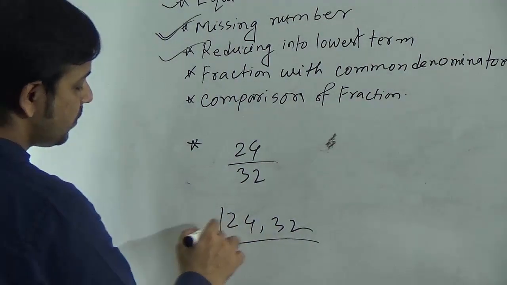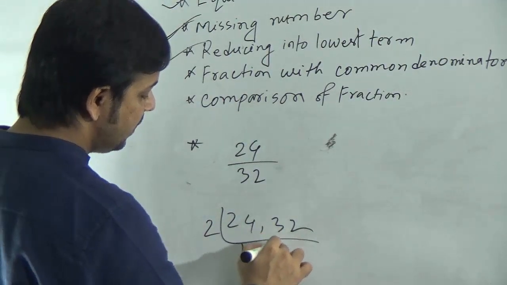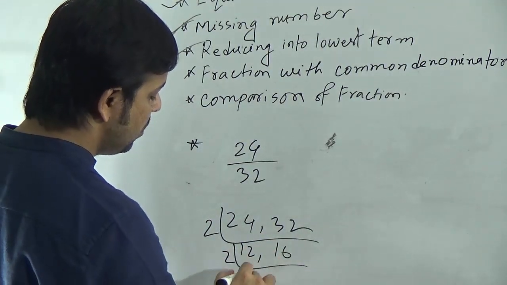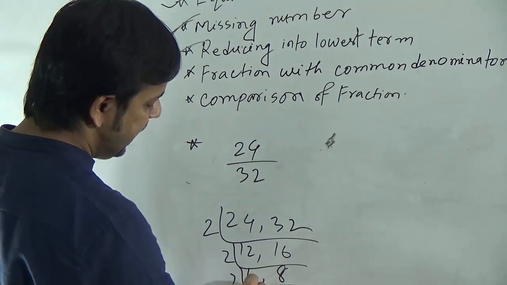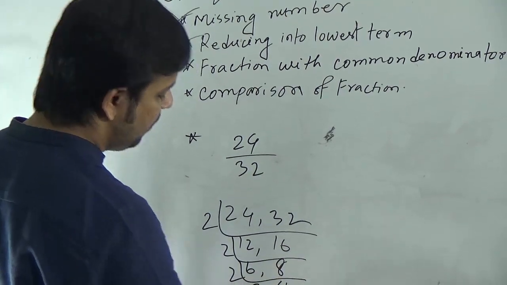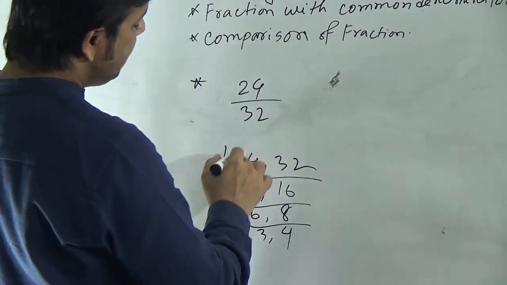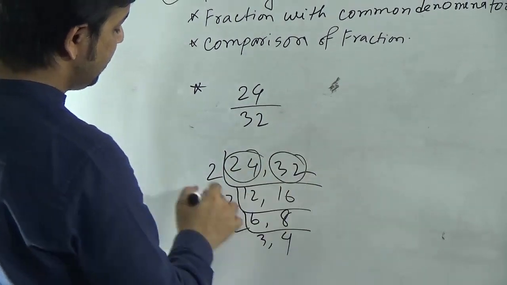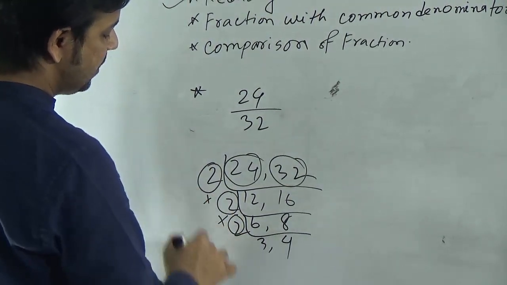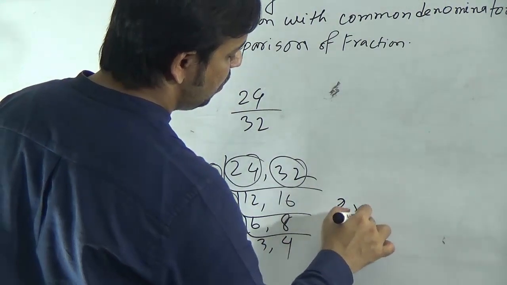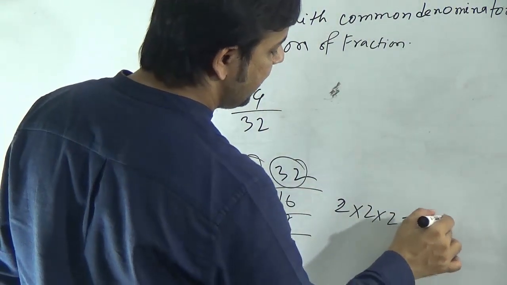Now we can divide this by 2: 12, 16, again by 2: 6, 8, again by 2: then 3, 4. The students, HCF of 24 and 32 will be the product of 2, 2 and 2. If we multiply these 2, 2, 2, we will get the HCF. The required HCF is 8.